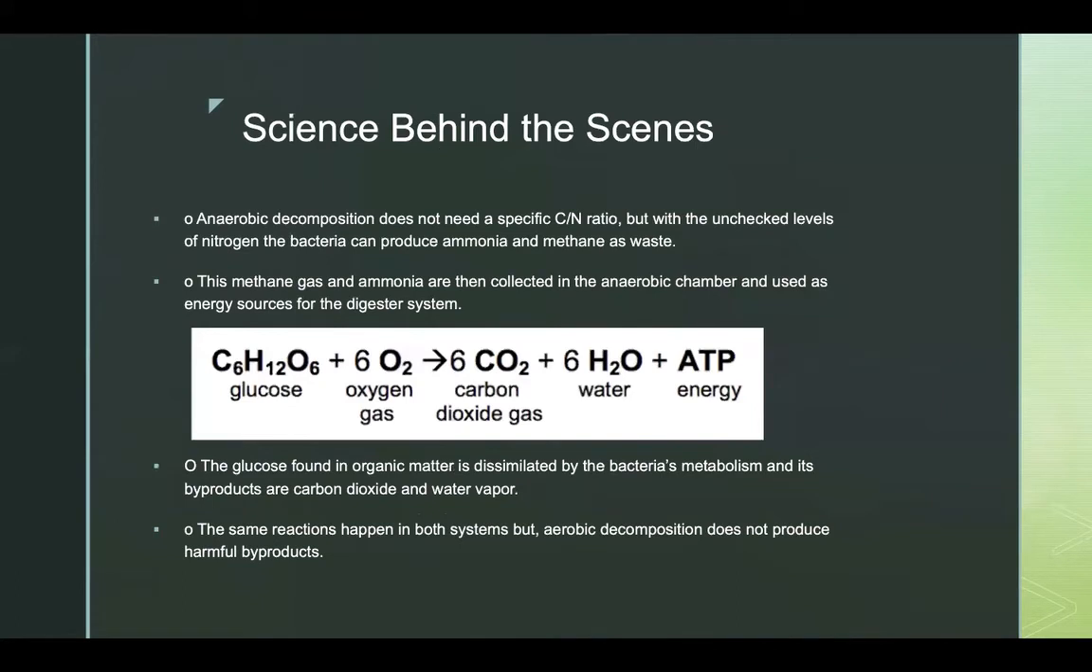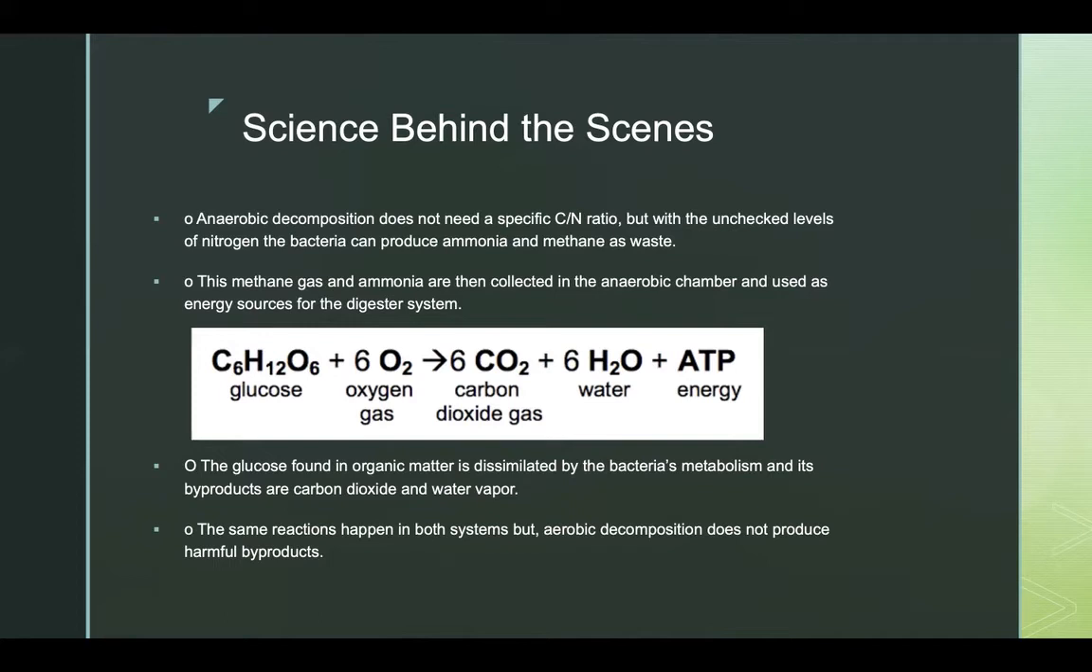The science behind the scenes: anaerobic decomposition does not need a specific carbon to nitrogen ratio, but with unchecked levels of nitrogen, the bacteria can produce ammonia and methane as waste. This methane gas and ammonia are then collected in the anaerobic chamber and used as energy sources for the digester system, proving that compost mimics a very cyclical cycle of energy recycling.